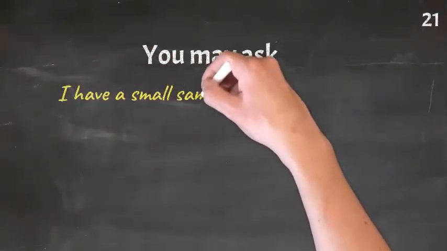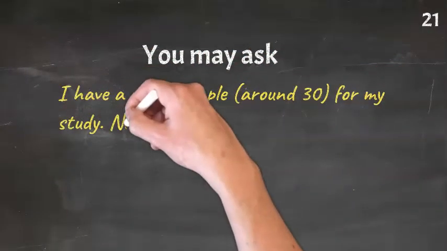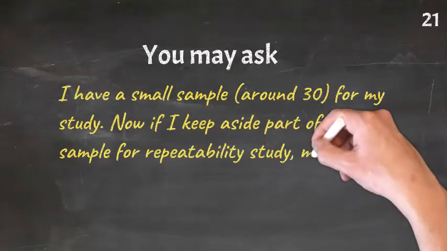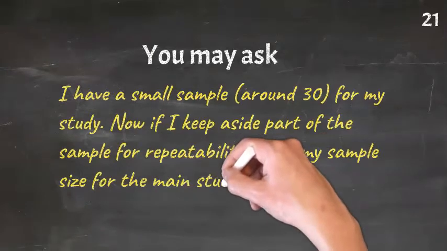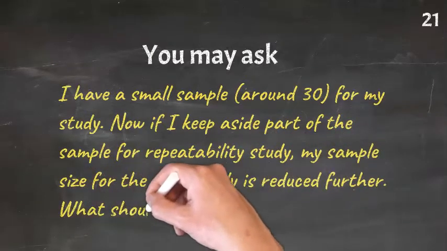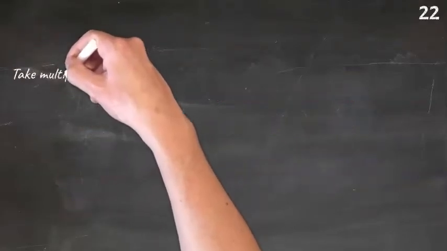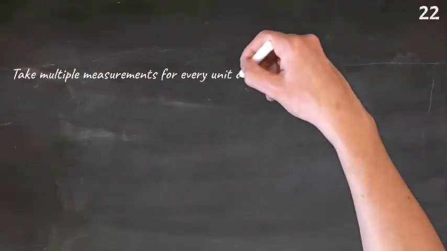I have a small sample, around 30, for my study. Now if I keep aside part of the sample for a repeatability study, my sample size for the main study is reduced further. What should I do? Take multiple measurements for every unit of the sample.